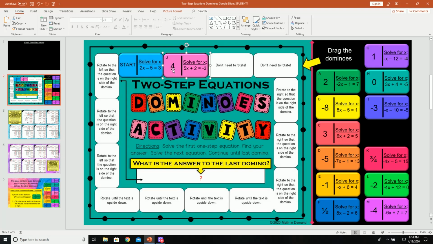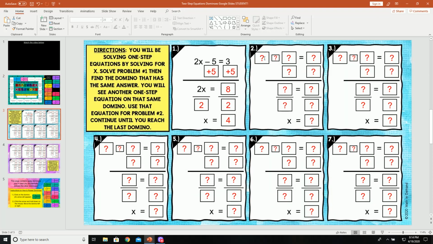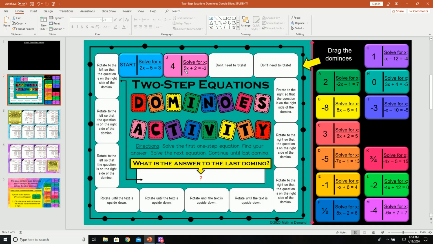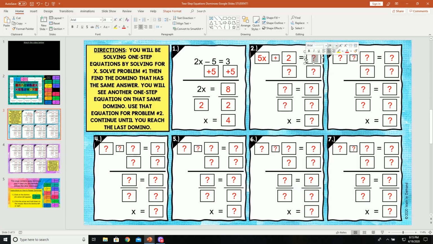Okay, so again, my answer was 4, and I'm left with now the equation 5x plus 2 equals negative 3. I'm going to show you how to set up this equation on the third page. So I'm going to come over to the third page, and it's 5x plus 2. So right here in this box, I'm going to put 5x. The smaller box is your operation, if you're adding or subtracting. Here I'm adding, so I'm going to put a plus 2, and you can always go back and check. So again, it was 5x plus 2 equals negative 3. So I go back, equals negative 3.